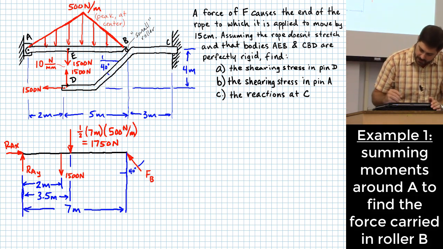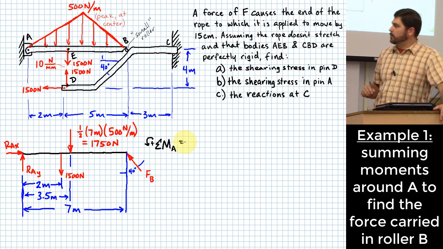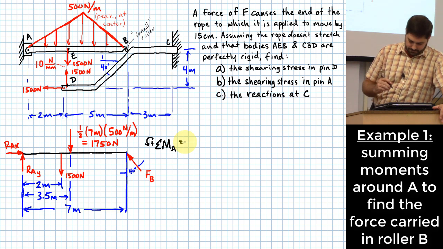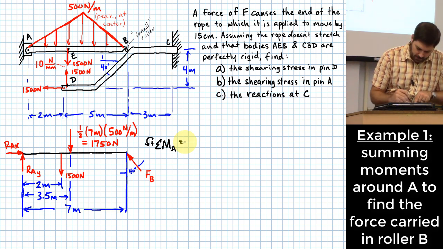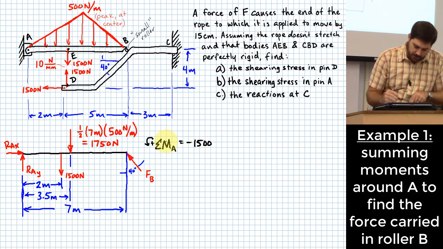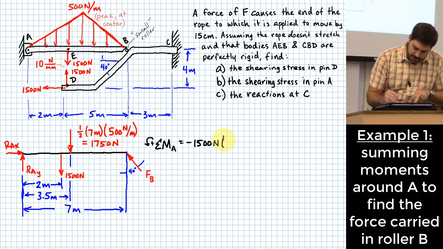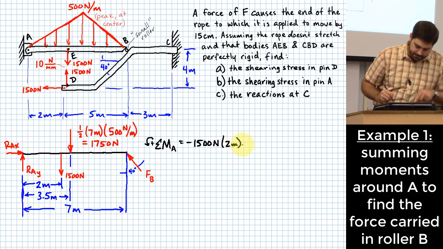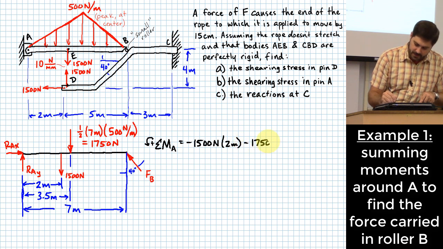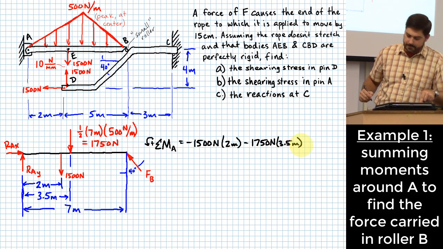Okay, I think some moments around A. And what components do I have that would cause moments around A? Okay, 1500 would be a negative moment because it's going clockwise, and I've defined counterclockwise to be positive. So that's 1500 newtons times 2 meters. Okay, then what? Minus 1750 newtons times 3.5 meters. Then what?